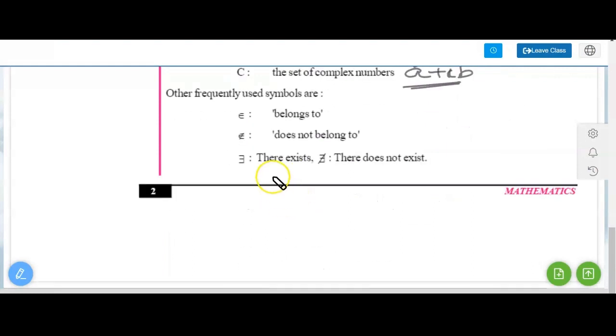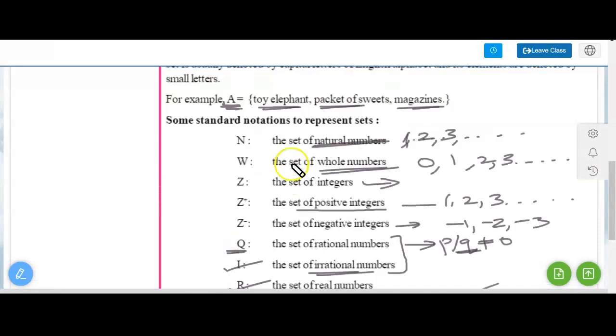Now we have to learn some symbols. If you see this symbol, it means belongs to. If you see that symbol crossed out, it means does not belong to. If you see this E, it means there exists. If you put a cross across it, it means it does not exist. These are the symbols used for sets.